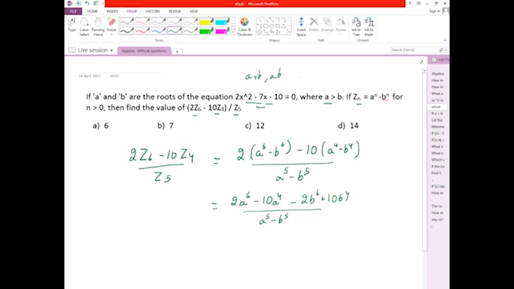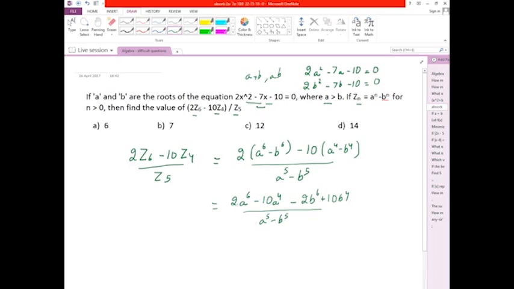Now here what you need to observe is that if a is a solution of this particular equation, then we also know that 2a square minus 7a minus 10 is equal to 0. Right? Because a is a solution. So this will be true. And same way 2b square minus 7b minus 10 is equal to 0. Can we use that? And now if you observe, you can sense something.